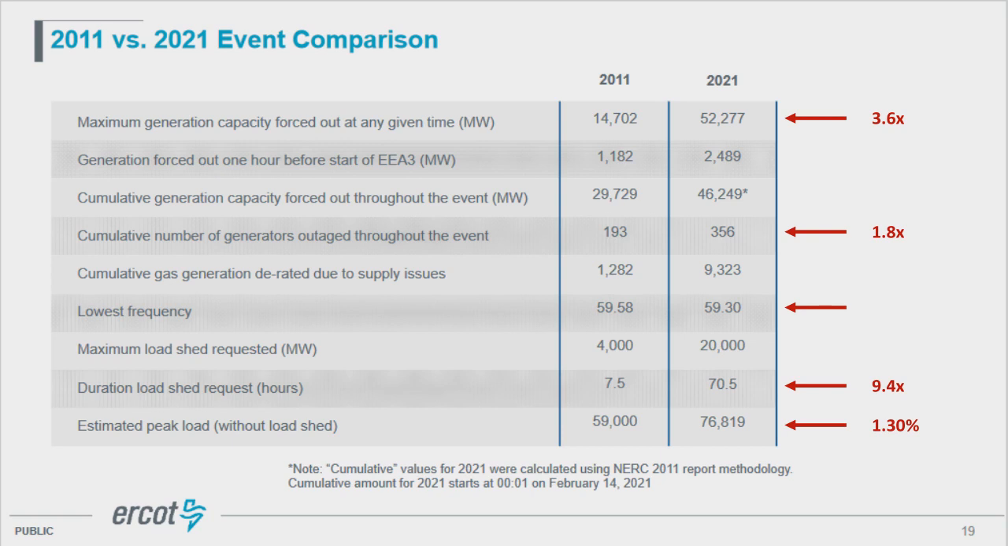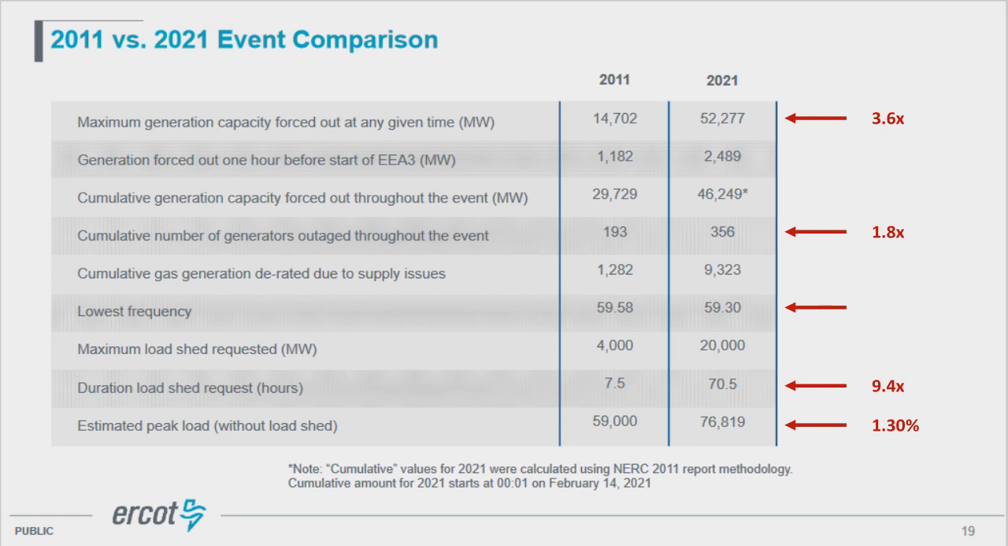And with all of that regulation and changes in the law, just look, there was 3.6 times as much generation capacity went down, 1.8 times as many generators went down. The low frequency got down to 59.3, which is incredibly low. The duration of the load shed was 9.4 times as long as it was in 2011. And the estimated peak load without the shed was 130% of what it was in 2011.